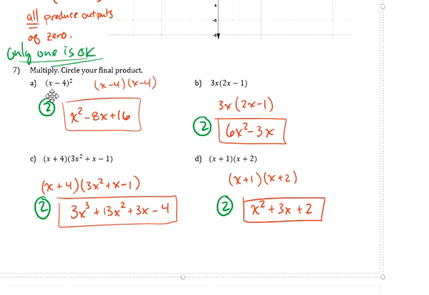When we square a binomial, we're literally multiplying it by itself. So this is just the definition of what it means to square something. To square x minus 4 means to multiply x minus 4 times x minus 4.